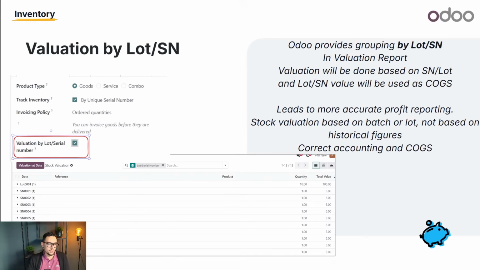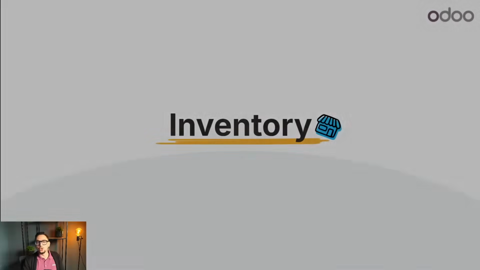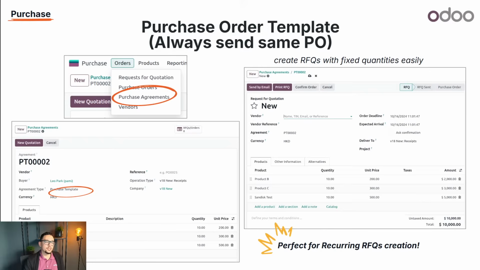So this leads to more accurate profit reporting, and it leads to more correct accounting and cost of goods sold. So Sunset asked, does the PO go through an authorization process? So it can either go through an authorization process or not. We can set an approval step where it sends an approval request to a manager, and the manager can just press approve. As soon as he does so, the purchase order will be sent, or we can do this with or without an approval step. So it's your choice. We have both features available.